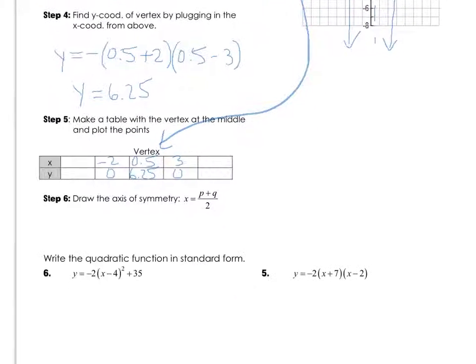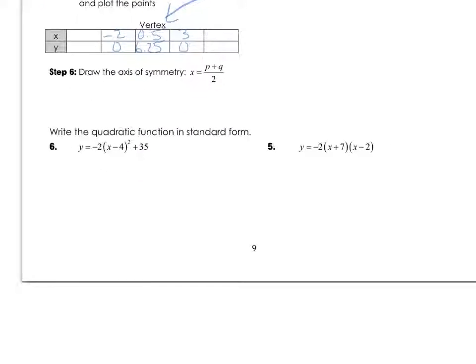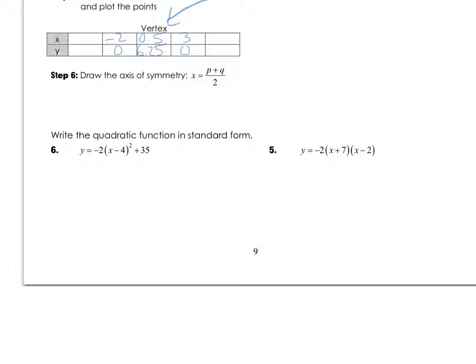Now, on the bottom here, it says write the quadratic function in standard form. Standard form, remember, is y equals ax squared plus bx plus c. Earlier in the chapter, I told you that you can write any quadratic in any form and then graph it. So we're going to take one in vertex form and one in intercept form and break them back down to the way they were in the beginning. Let's take a look at the first one.